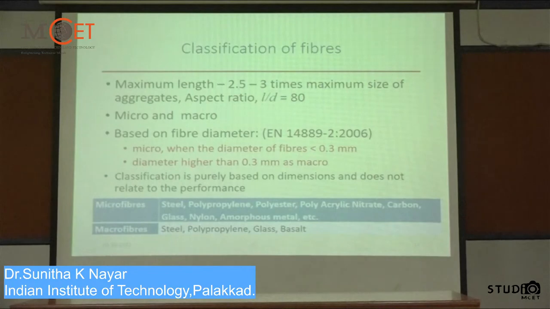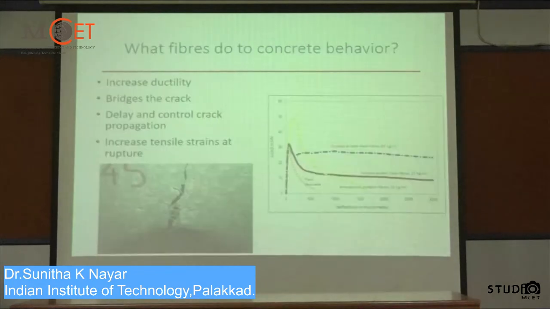Ratio is length to diameter ratio. It can go up. Today in India we have around 80 mm as the largest aspect ratio for steel fibers. There may be microfibers and macrofibers. If the diameter of fiber is less than 0.3 mm, we call it micro. If it's greater than 0.3, we call it macro. Classification is good to concrete.